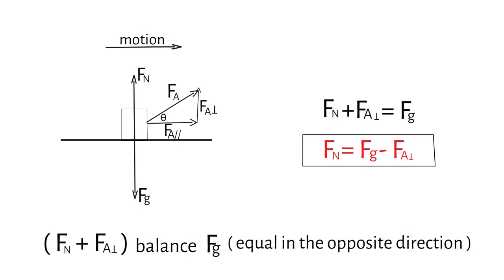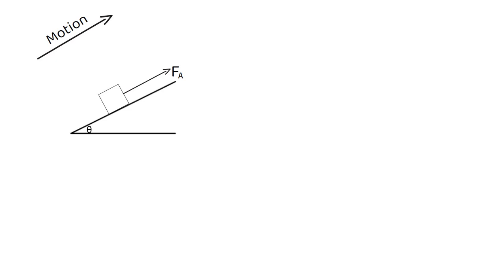Another scenario, yes, normal force. I am doing this so that you do not make mistakes with the normal force. Take an object on an inclined plane, with an applied force up the incline, and the direction of motion is up the incline. The normal force is perpendicular to the surface, so it comes out like this. The gravitational force is always vertically downwards.